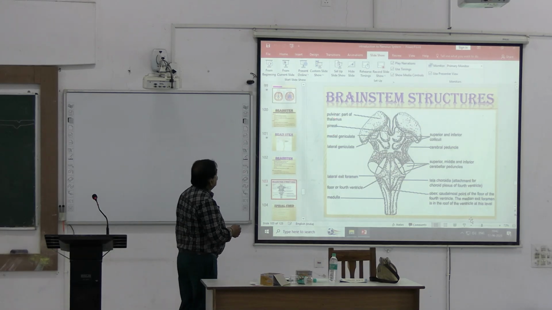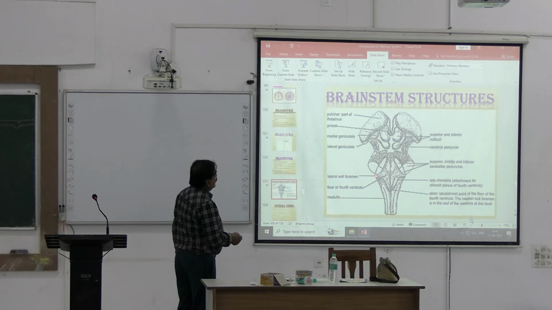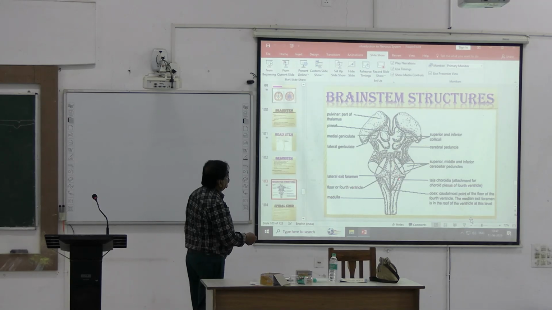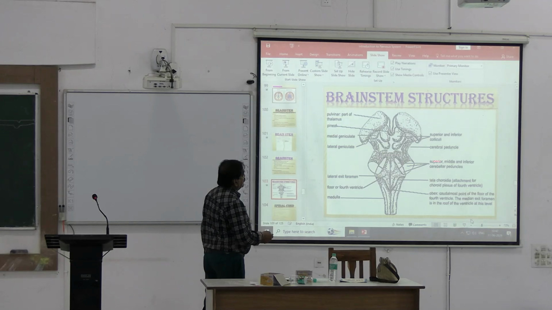See, pulvinar part of the thalamus, pineal gland, medial geniculate body, lateral geniculate body, superior and inferior colliculi, cerebral peduncle, superior, middle and inferior cerebellar peduncle, and lateral exit foramen. Now, floor of the fourth ventricle, this is the floor of the fourth ventricle, superior, middle and inferior cerebellar peduncles.